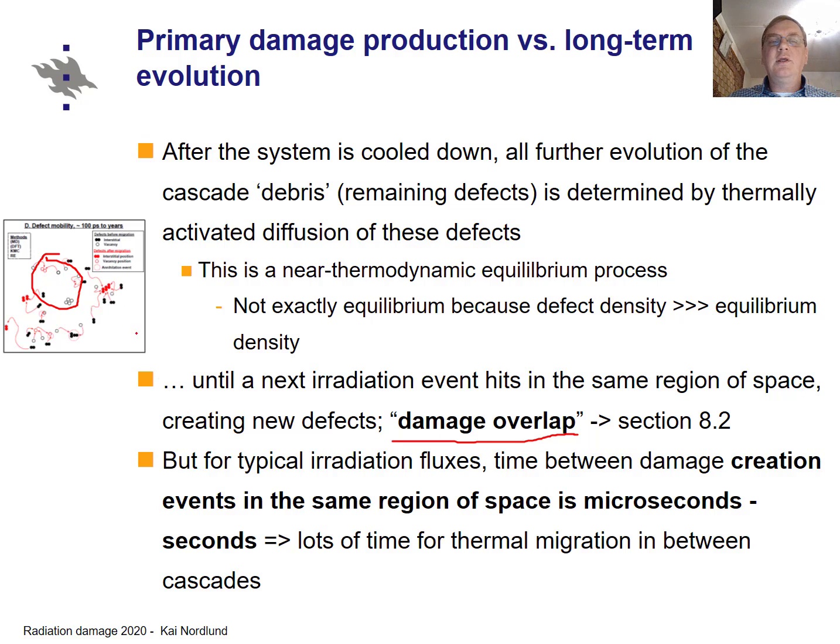But one important thing to keep in mind is that in almost all typical irradiation fluxes, the time between the damage creation events is of the order of microseconds to seconds. If you take a typical ion beam flux, you get this kind of numbers. If you take a typical neutron flux, it's much lower. And if you compare this to the 100 picoseconds, which is the damage overlap time, you realize that a lot of things may be going on, and all of the defects may very well have vanished before you hit the region with a new cascade.